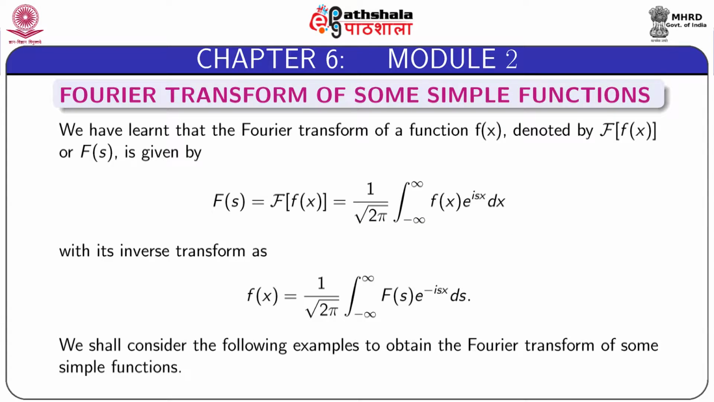and its inverse transform is given by small f(x) is equal to 1 by root 2 pi integral minus infinity to plus infinity curl f of f(x) e to the power minus I x s ds. With this information, we shall consider the following examples to obtain Fourier transform of some simple functions.